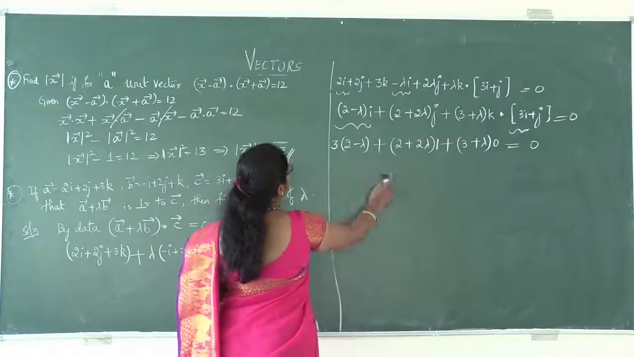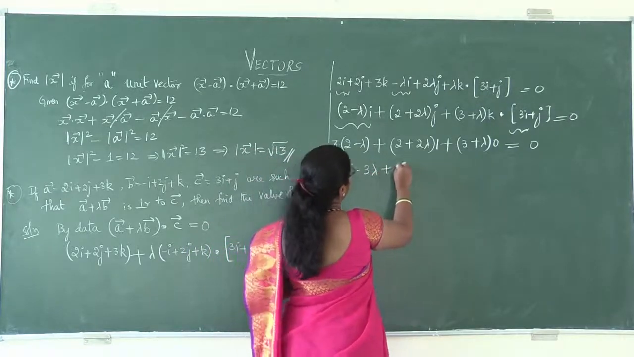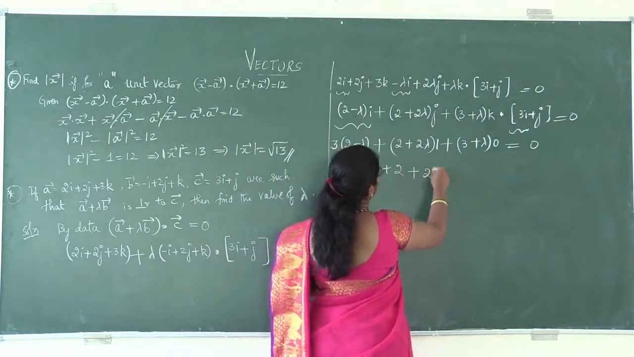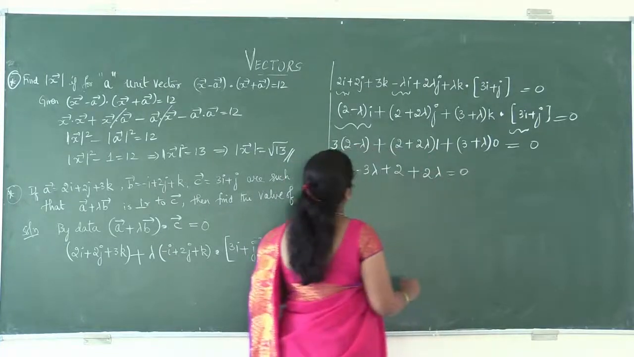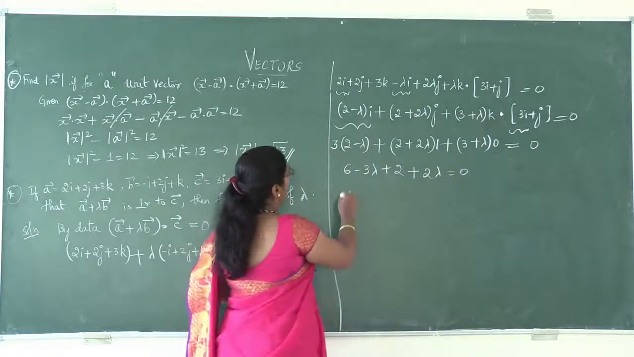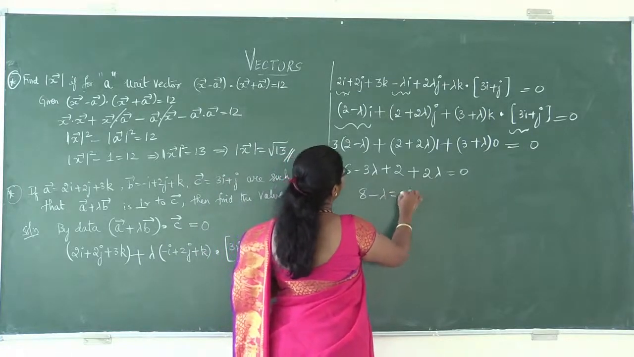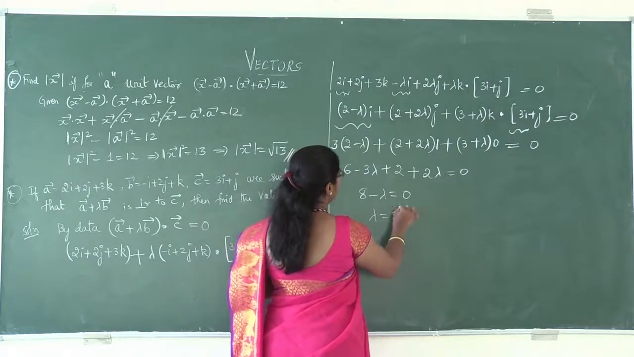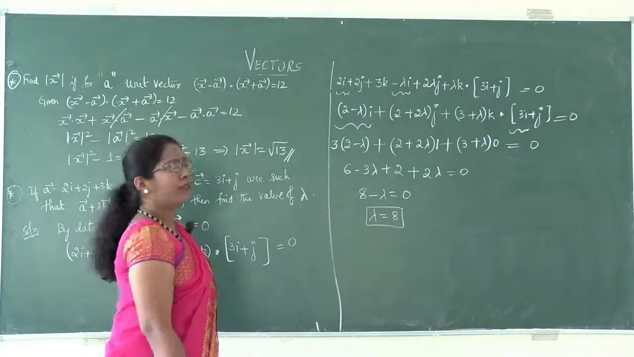So when you multiply, this can be written as 6 minus 3 lambda plus 2 plus 2 lambda. 1 into 2, 2. 1 into 2 lambda, 2 lambda, which is equal to 0. What is 6 plus 2? 8. Minus 3 lambda plus lambda will be minus lambda equal to 0. Therefore, what is the value of lambda here? Lambda is equal to 8.